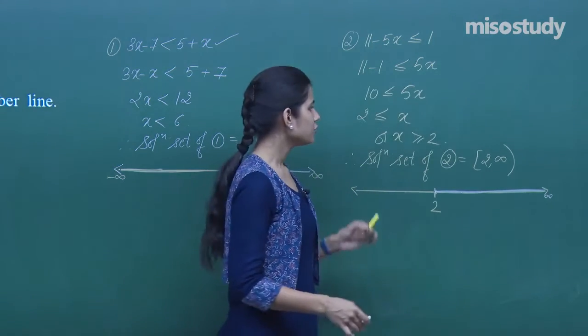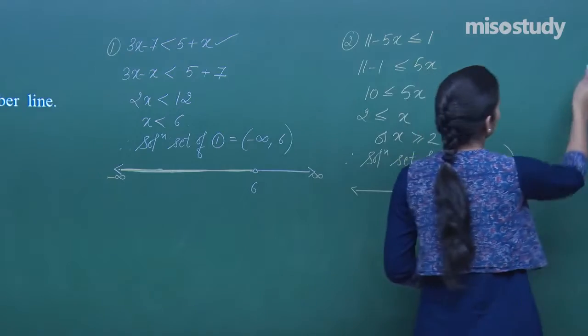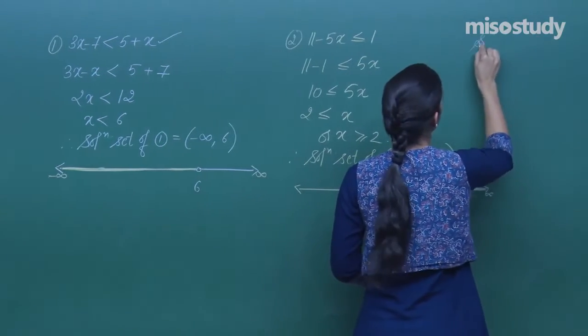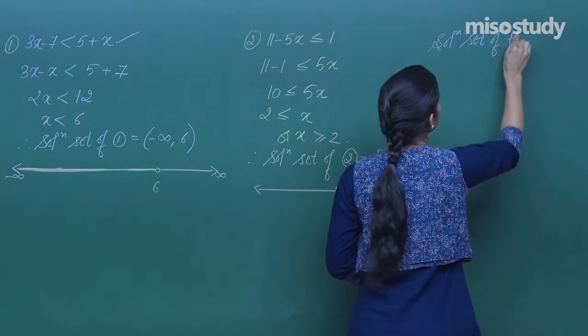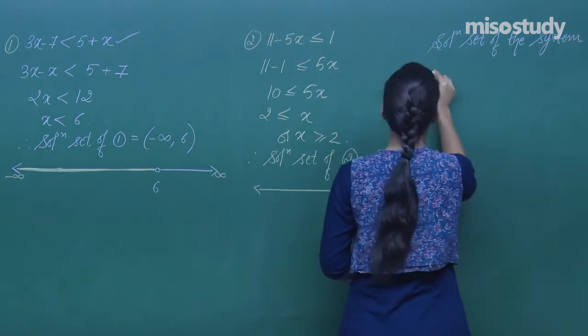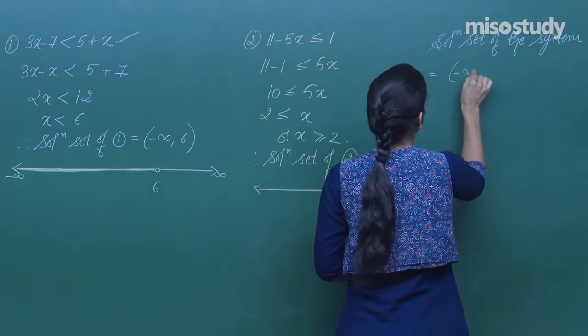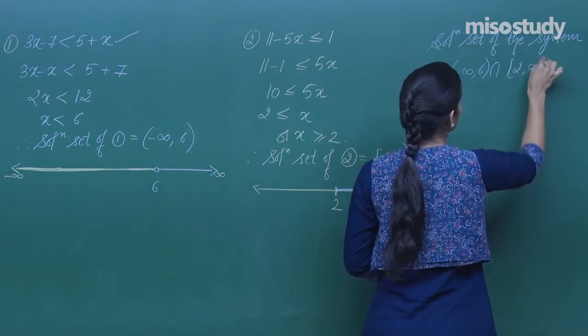Clear? I need to find out the intersection of both these solution sets. So I am saying the solution set of the system is minus infinity comma 6 intersection 2 comma infinity.